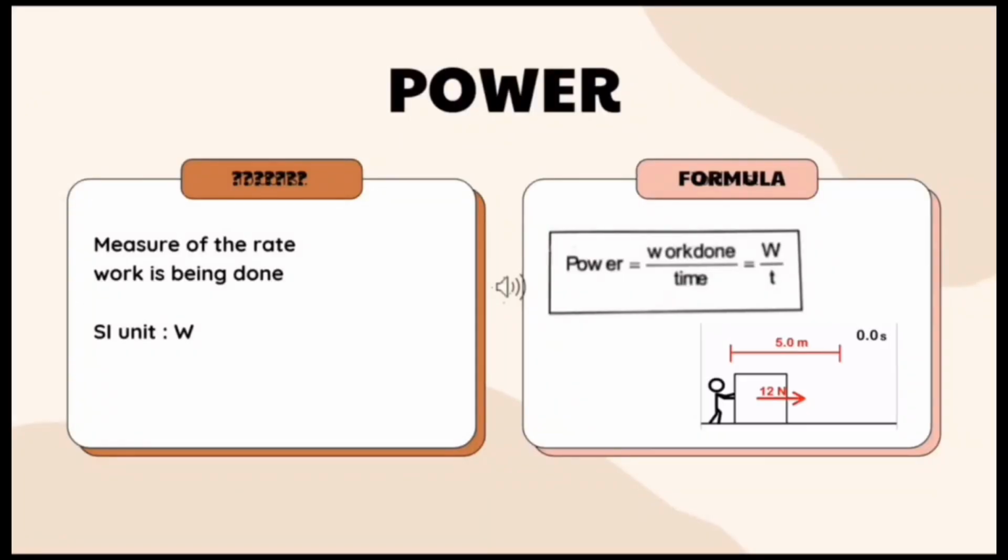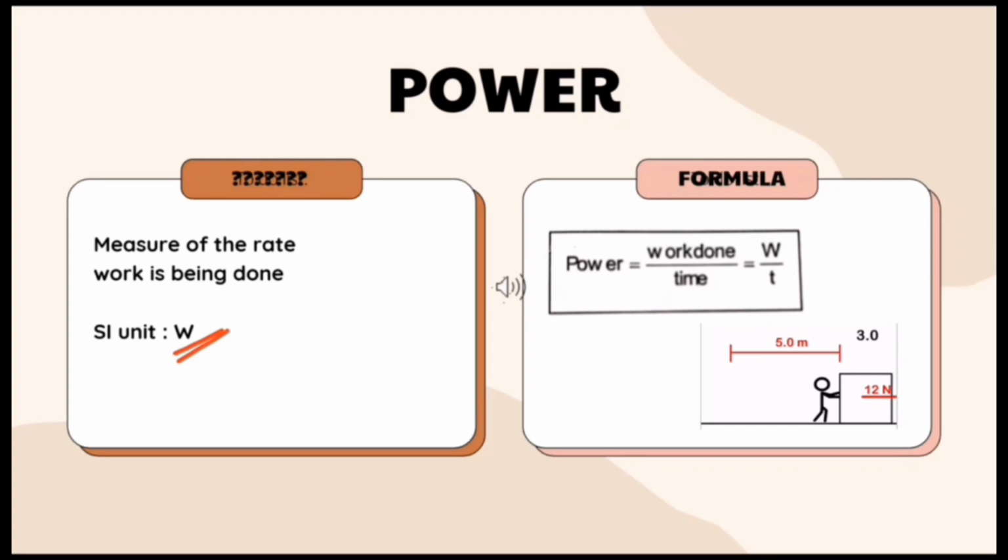Let me move to our last subtopic, which is about power. What is meant by power? Power is the rate at which work is done and is measured in watt. Watt is the SI unit used in power, and we can write it as a capital letter W. The formula used here is power equal to work done over time. We calculate work done over time because we are calculating the rate of work.